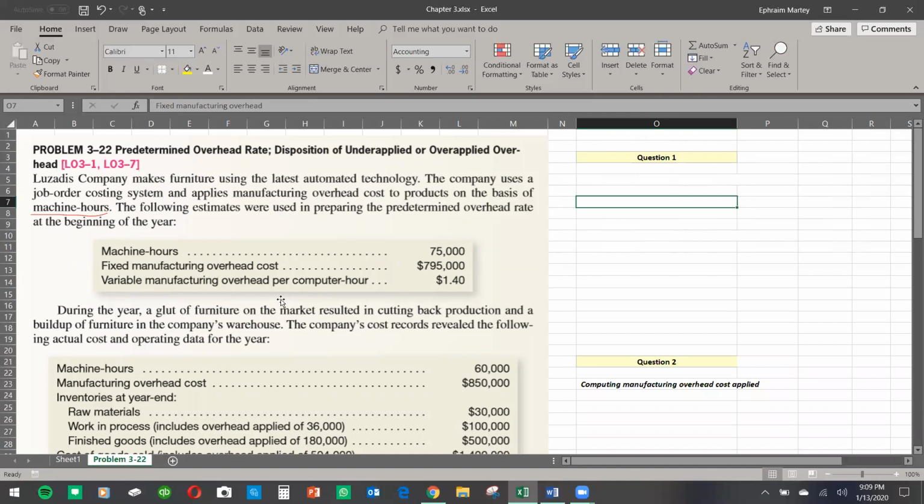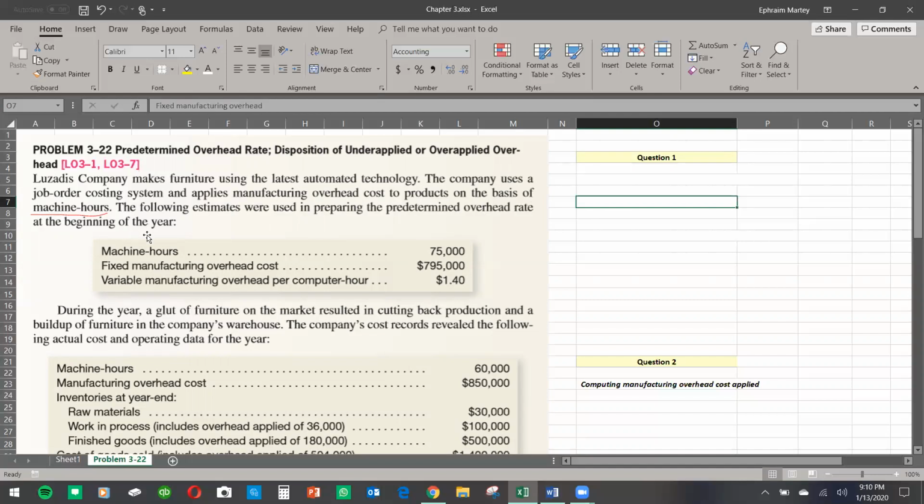Okay, now this is always estimated at the beginning of the year. So we have a company here, Ludacris Company, and this company makes furniture using job costing. The following estimates were used in preparing the predetermined overhead rate at the beginning of the year. But note here, the company's overhead cost is based on machine hours. So we also have this term called cost driver. The cost driver for manufacturing overhead is machine hours for this company.